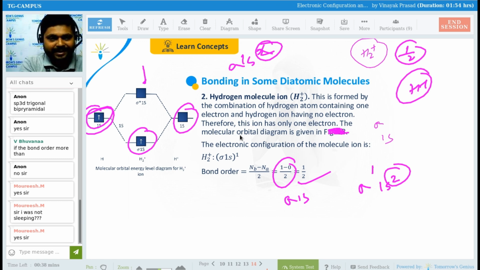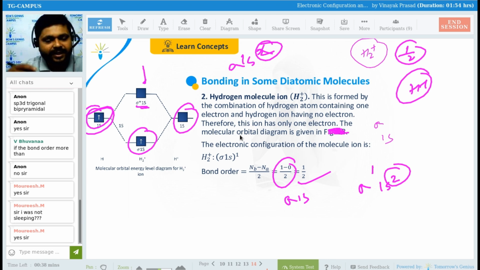Getting my point? If an electron is filled in that, accordingly you have to write. If one electron is there, then sigma star 1s1. If 2 electrons are filled, then sigma star 1s2 will be there. So you might be seeing here that there is no electron in this. Although I have written this, there is no electron, so there is no use of that. Here there is an electron, that is sigma 1s.